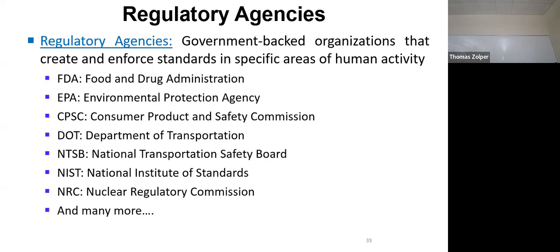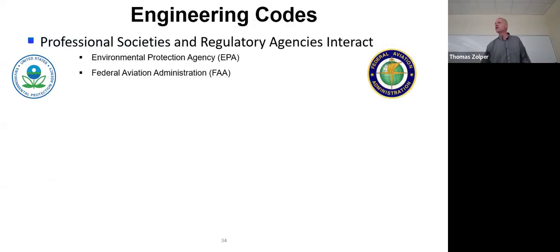And then on the other hand, we've got so-called regulatory agencies. These are usually formed at the federal level, that is to say at the United States government level or international government level, such as Food and Drug Administration, Consumer Product Safety Commission, Department of Transportation, and all that. So these professional societies and regulatory agencies work kind of hand in hand to ensure the safety of the public by very often moving standards into codes.